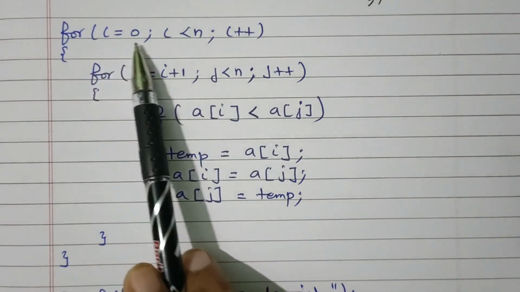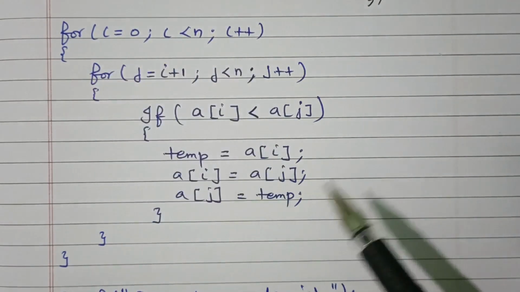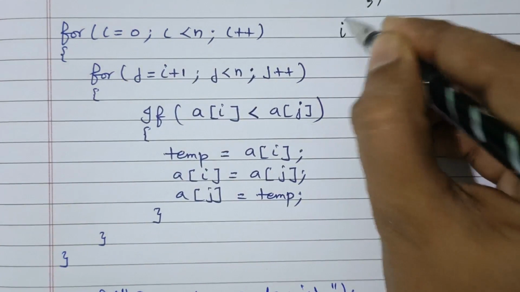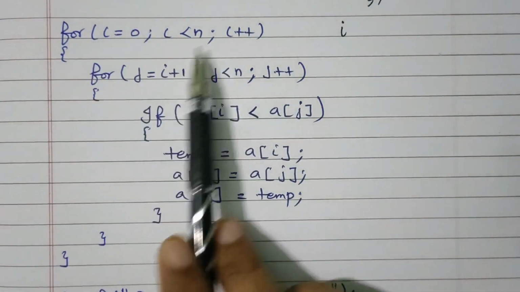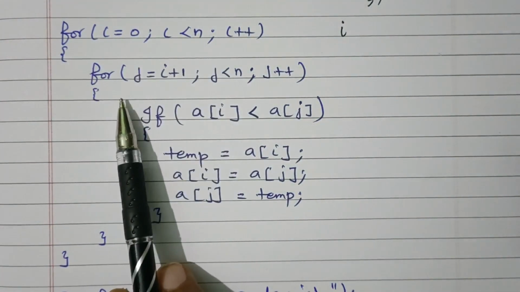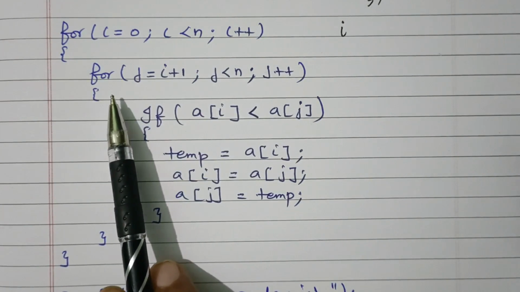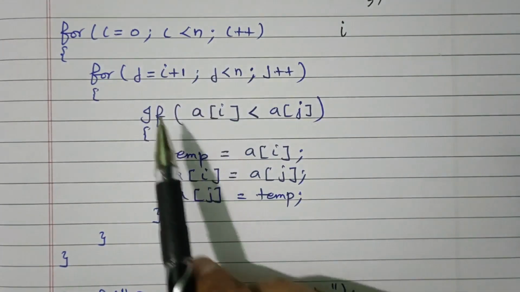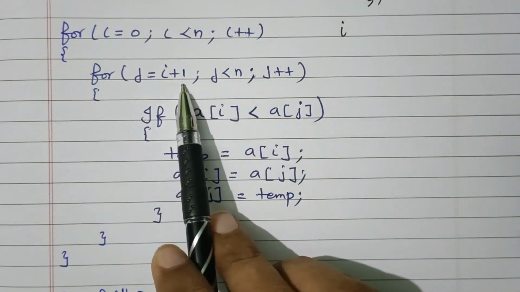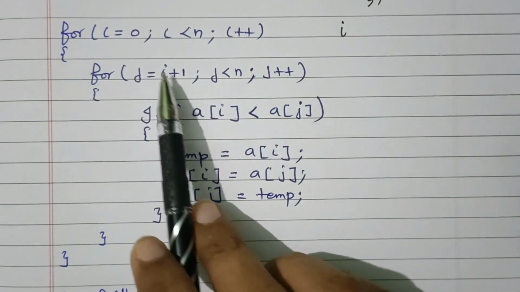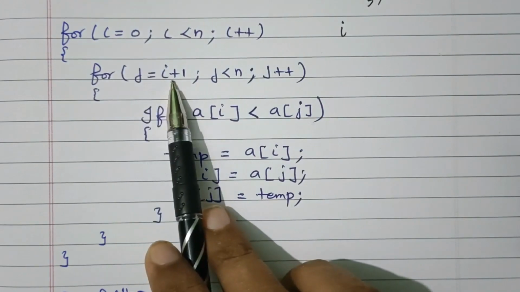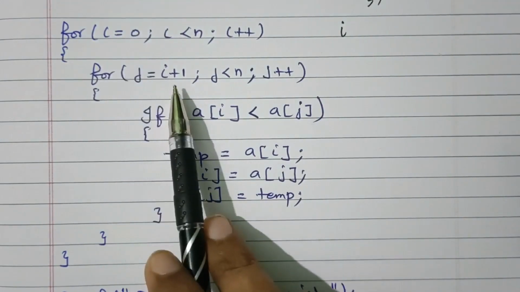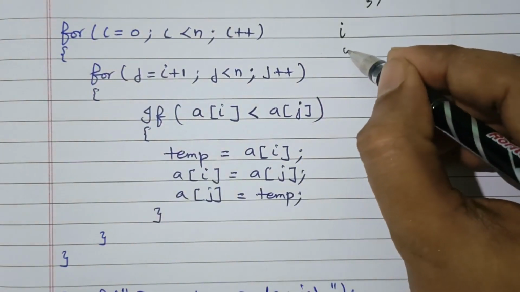For i equal to 0, i less than n, i plus plus. So we open one for loop, the outer loop. Inside we open one more loop, because the first number needs to be verified with the second, third, fourth and fifth numbers. Right. So here j equal to i plus 1. So that i equal to 0 means j will be 1. This is the first number, so j will be the second number.